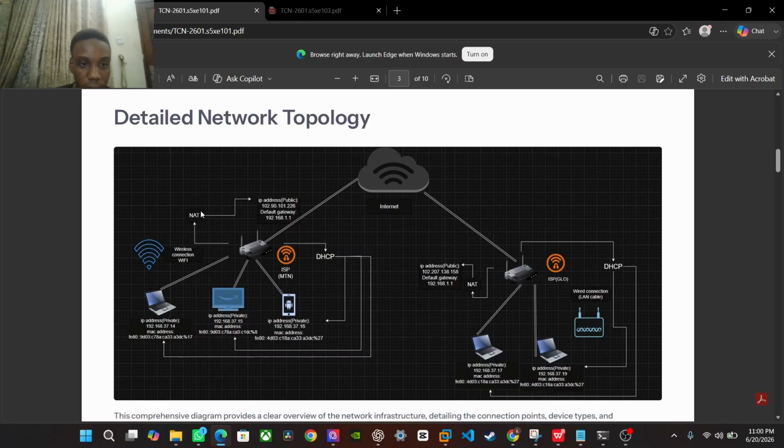Now we want to look at the NAT. What is NAT? NAT simply means network address translation. This is the protocol responsible for enabling each device connected to a router to appear as a single public IP address which can be used to go over the internet. This NAT enables a single IP address to be shared amongst the devices connected to the router.